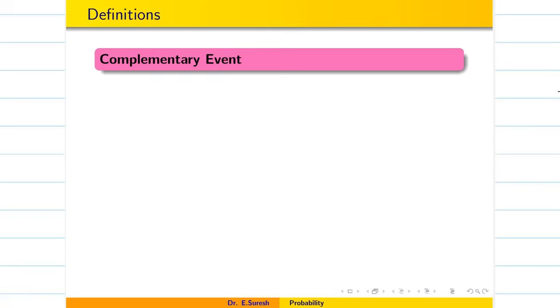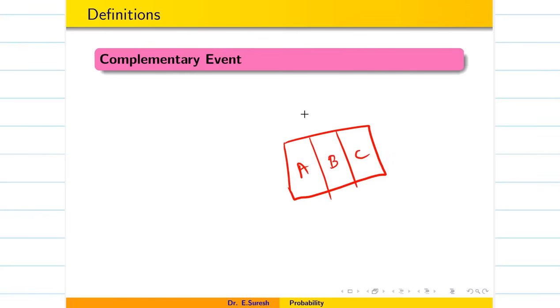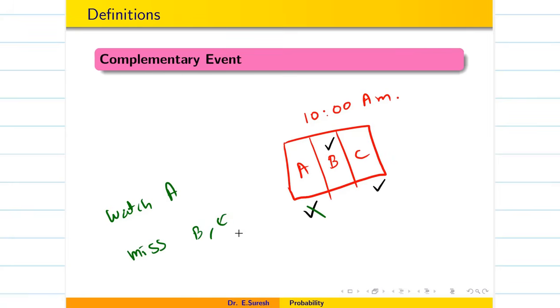Okay. Now complementary event. What is meant by complementary event? Suppose you are going to a multiplex theater to watch a movie. There are 3 movies running at the time 10 a.m., for example. So what can I do? At a time I can watch either A or B or C. So now you see, suppose I'm going to A. So I will watch the movie A, and what do I miss? I will miss the movie B and C.